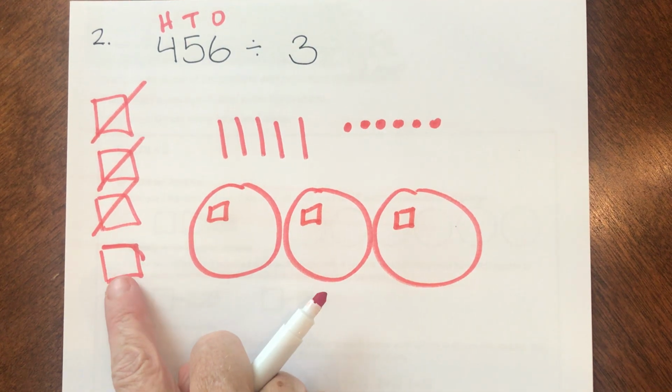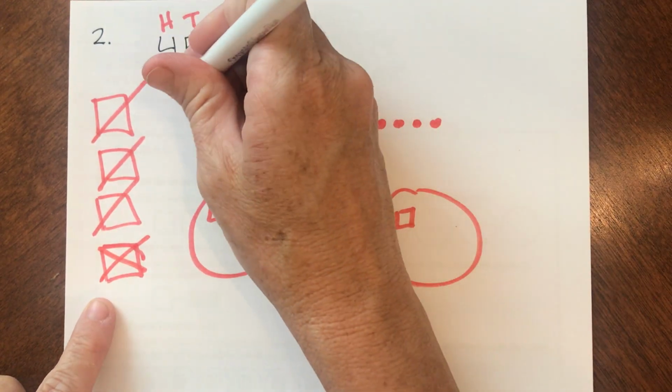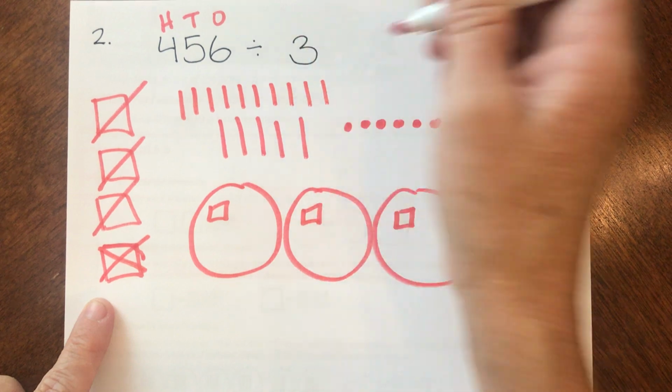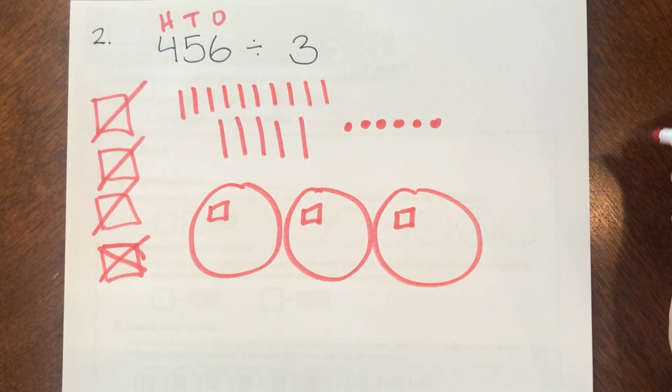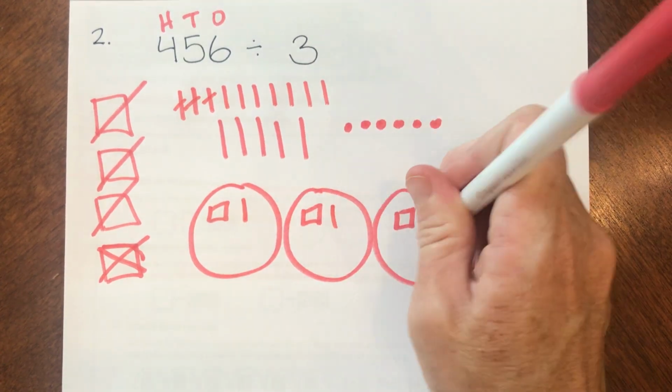This one is going to be left. I can't use this, so I'm going to unbundle it. 100 is worth 1, 2, 3, 4, 5, 6, 7, 8, 9, 10 tens. Okay, so let's start passing out these tens. 1, 2, 3. Everyone gets one.